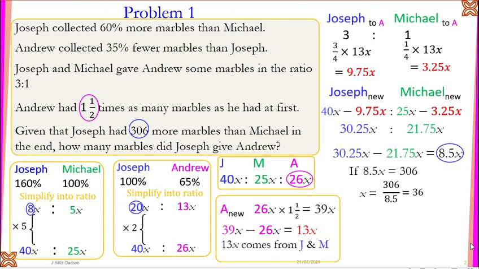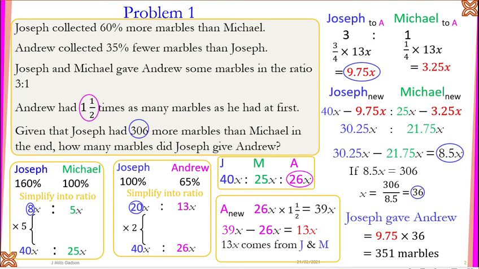If x is 36, then to find out how much Joseph gave to Andrew, we know Joseph gave 9.75x and x is 36. All we need to do is multiply 9.75 by 36, and that gives us 351 marbles. It's quite a lengthy question. So Joseph gave 351 marbles to Andrew. So take your time and go through it. I hope you will be able to follow the steps that I've used so far.